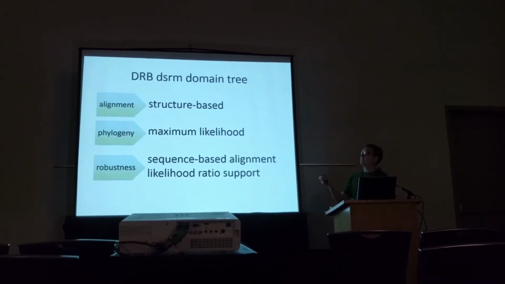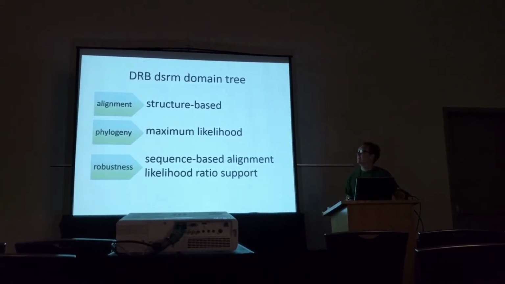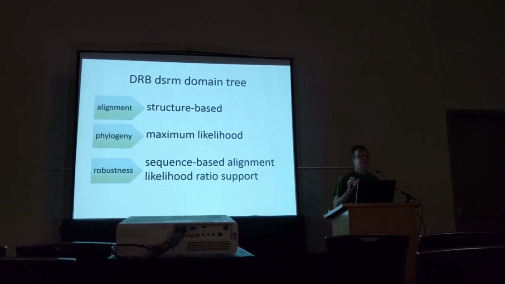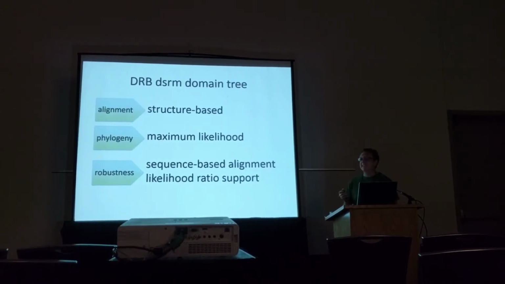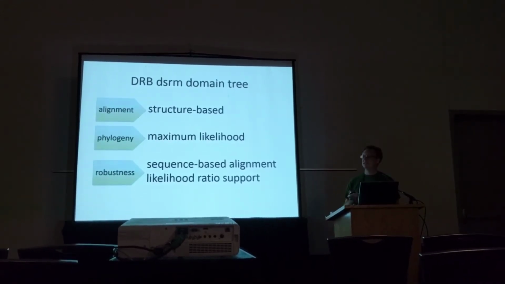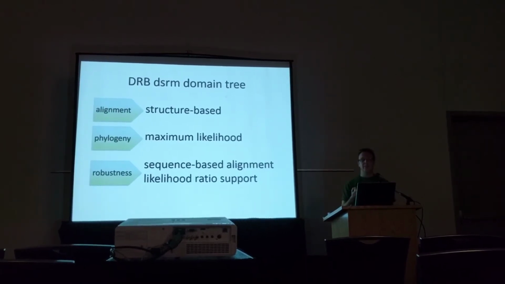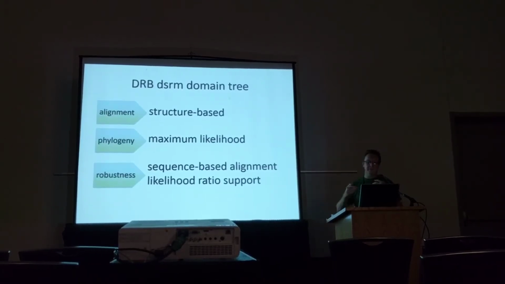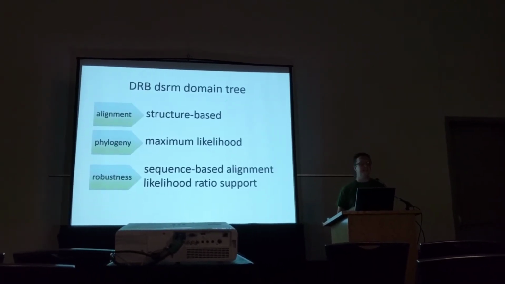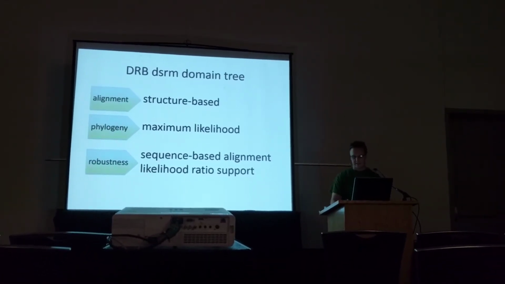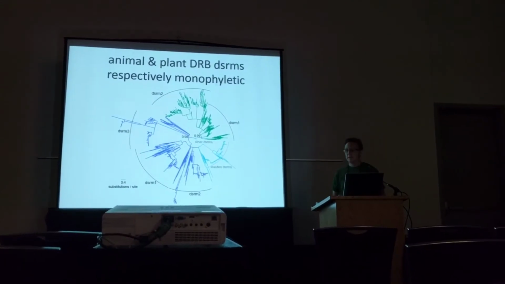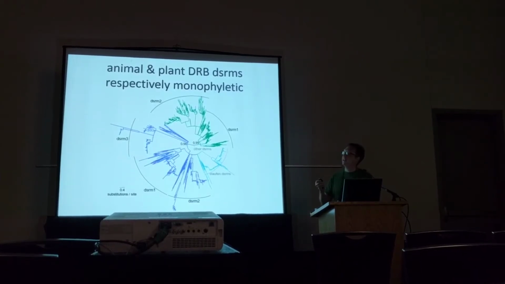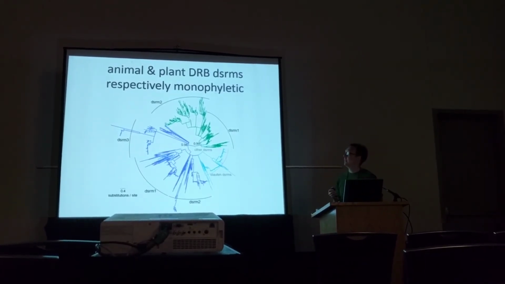So what we wanted to do was build a DSRM domain tree. Like I said, these DSRMs are very small, and there are a heck of a lot of them, so it makes them a little bit tricky to deal with phylogenetically. The nice thing is that there's a lot of structures for these. So what we could do is take all of the structures and do a structure-based alignment, build some maximum likelihood phylogenies, and we used a bunch of techniques to assess the robustness of these phylogenetic estimates, but I'm not going to talk about that part. So we did this, and this is a maximum likelihood consensus tree of the DSRM domains. And so what did we find?